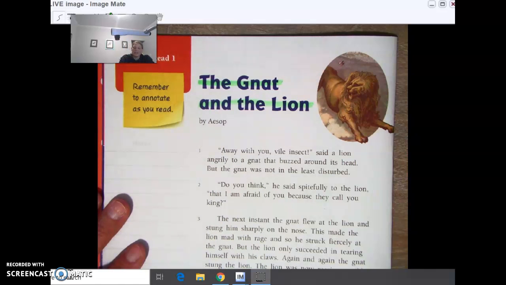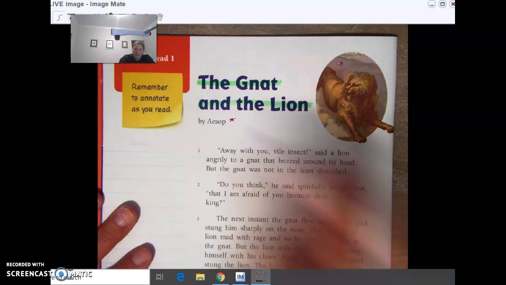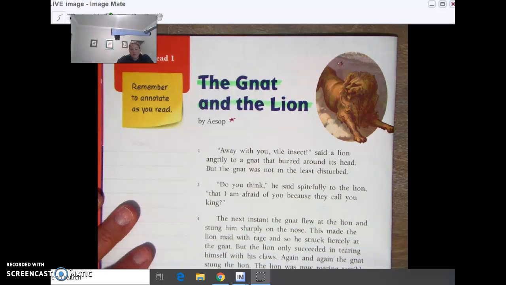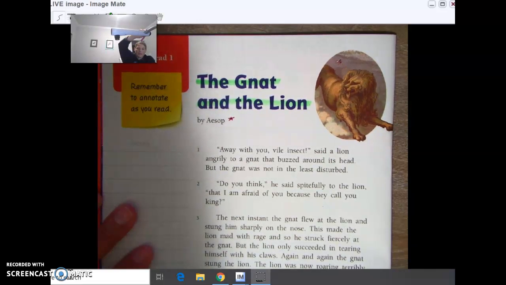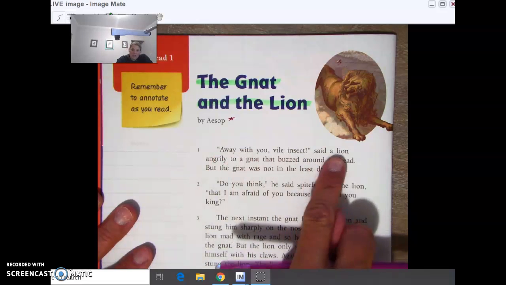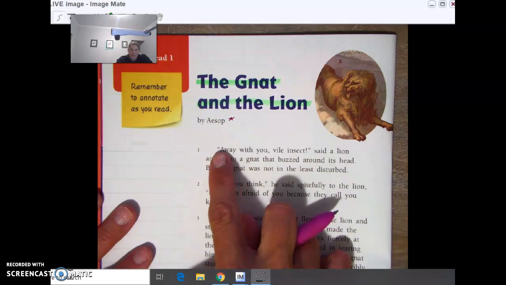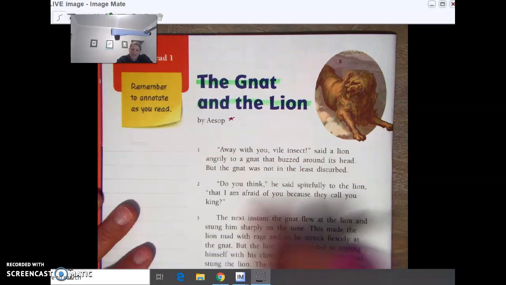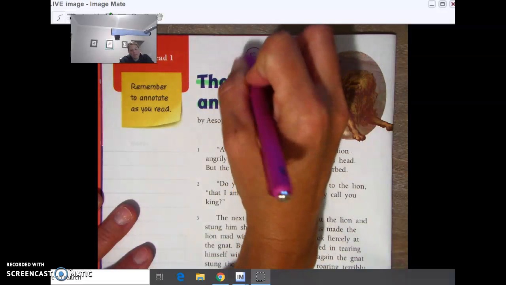I already know that this is probably fiction because I see by Aesop, and you may not know that it's fiction because of that, but Aesop, you may have heard Aesop fables before. So because I'm familiar with that, that helped me. But you should have noticed, if you didn't know about Aesop, as you start scanning the text, which is what we do when we want to figure out what genre it is, I see that the animals are talking to each other. I see quotation marks, which let me know they're talking. That's dialogue. So the lion's talking to the gnat, and the gnat's talking back to the lion. So pretty quickly I know that this is a fiction text.